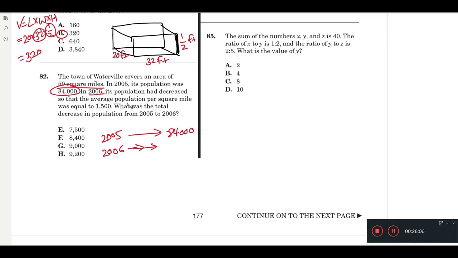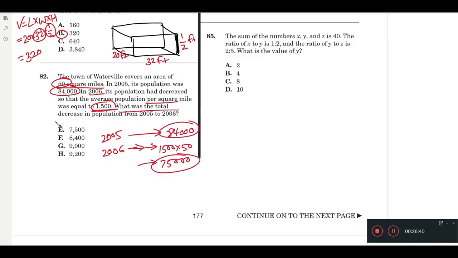So the average population per square mile was 1,500. Saying per square mile, it was 1,500. How many square miles are there? 50. So we multiply 1,500 times 50, because they said 1,500 per square mile and we have 50 square miles. What do we get? 75,000. So 84,000 decreased to 75,000.